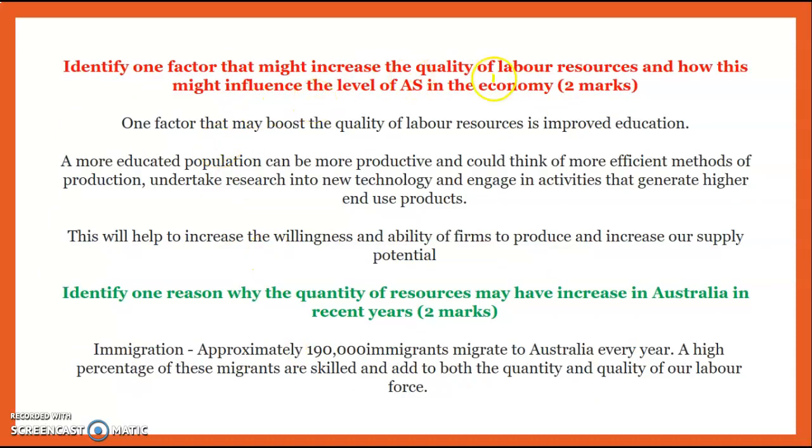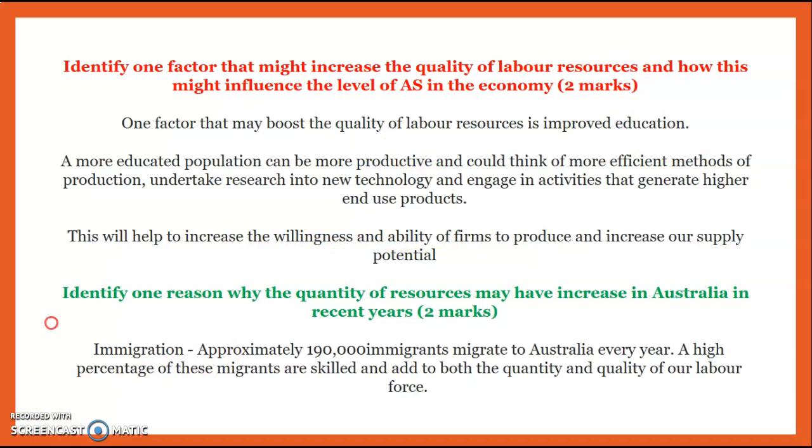One factor that might increase the quality of labour resources and how this might influence the level of aggregate supply in the economy. So one factor that might boost the quality of labour is education. It's probably the most obvious one. A more educated country makes us more productive because we think of better ways to produce. We might be able to undertake more research into new technology. That will increase firms' willingness because of lower cost of production and ability because we've got better quality labour to produce, which will boost our supply potential.